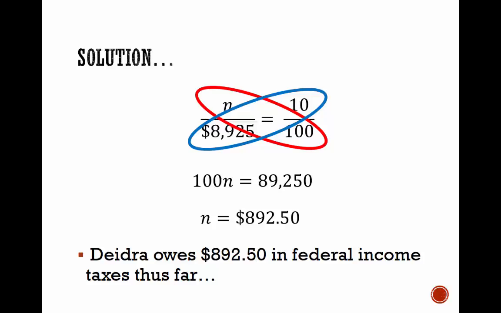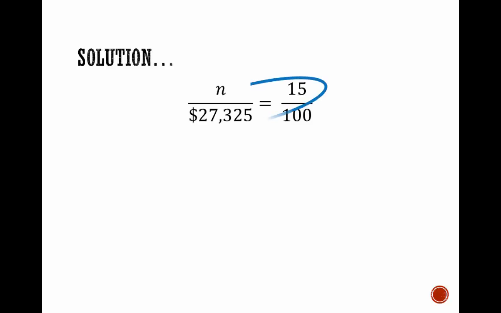But since Deidre has a taxable income over $8,925, we need to move on to the 15% tax bracket. Taxable income from $8,925 up to $36,250 will be taxed at 15%. So that indicates that $27,325 of Deidre's taxable income will be taxed at 15%. Remember, the first or the original $8,925 has already been taxed at that 10% rate.